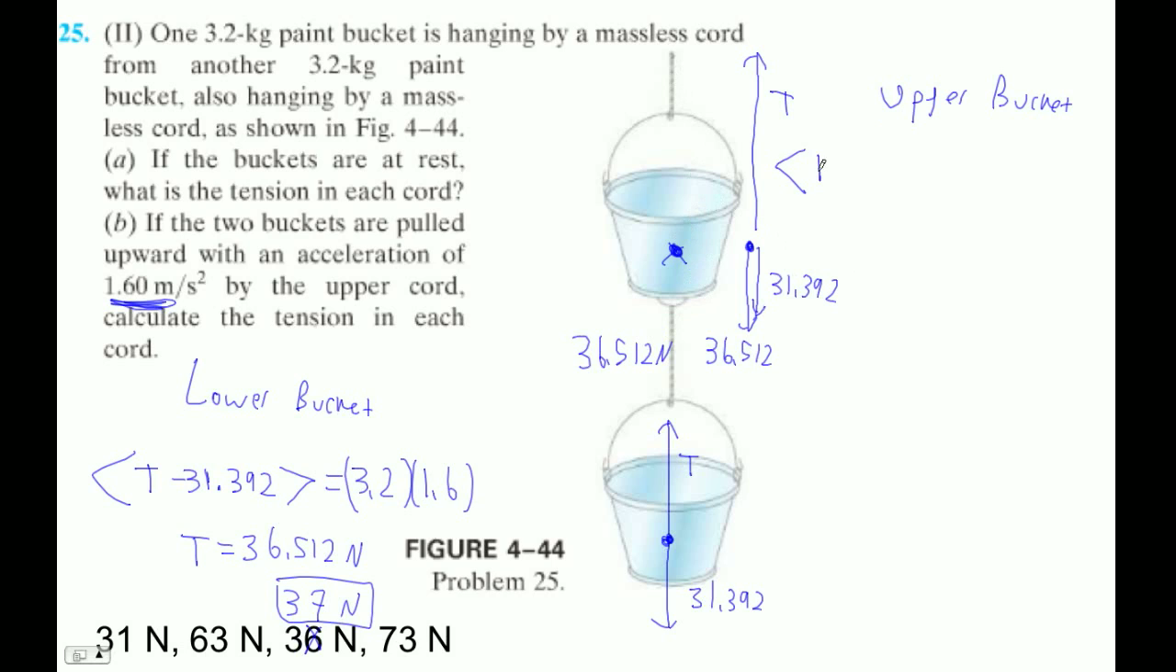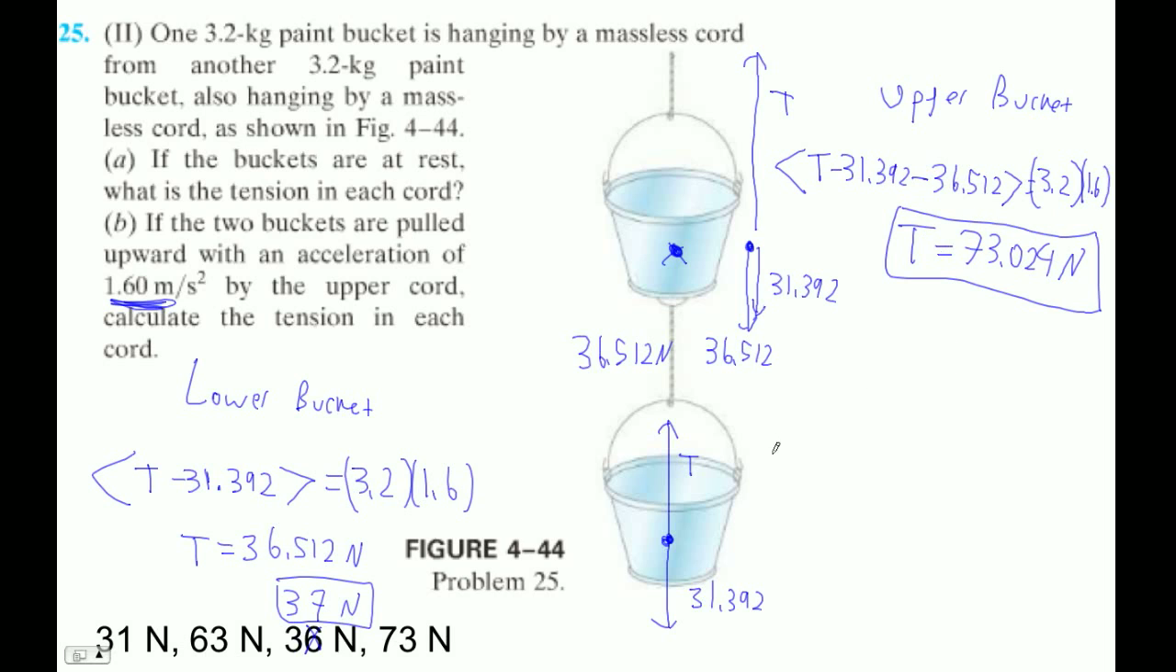So our formula looks like T minus 31.392 minus 36.512 equals 3.2 times 1.6. I can almost fit it in there. So that guy, T, equals 36.512 plus 31.392 plus 3.2 times 1.6, which is 73.024 newtons. That's the upper tension there.